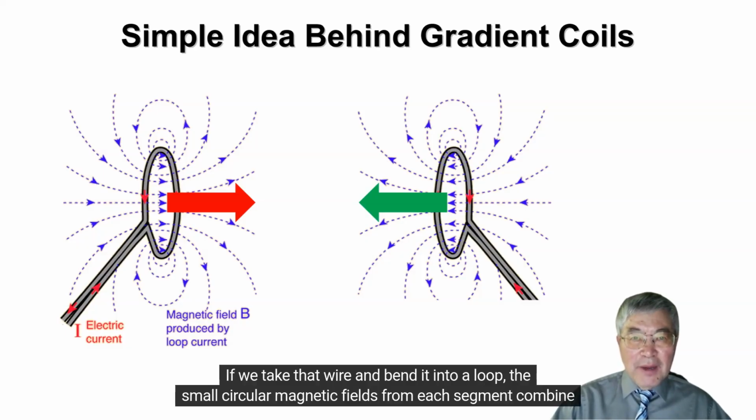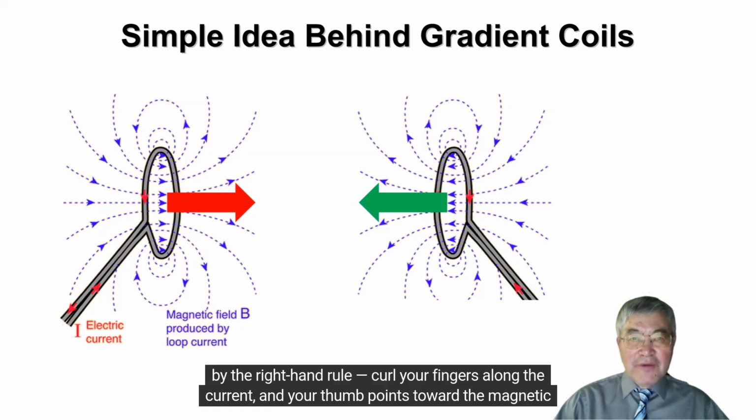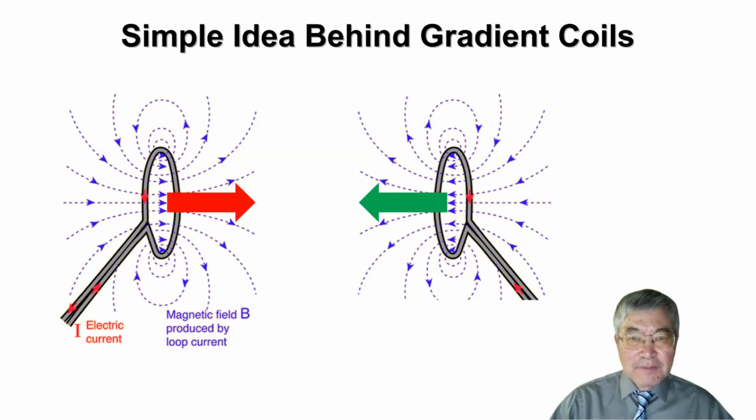If we take that wire and bend it into a loop, the small circular magnetic fields from each segment combine together. The result is a field that looks like the one produced by a tiny bar magnet pointing in the direction given by the right-hand rule. Curl your fingers along the current and your thumb points toward the magnetic field direction.